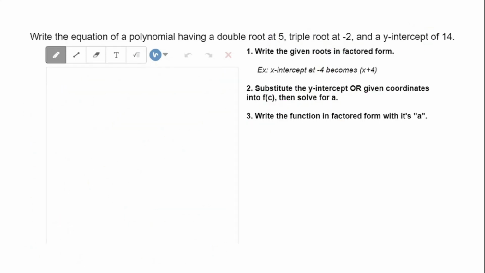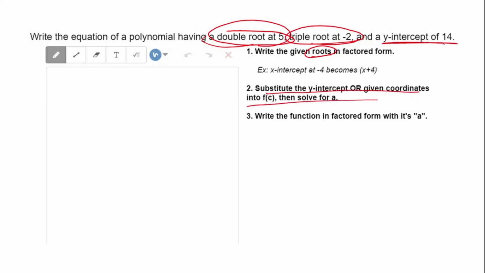So this one says, write the equation of a polynomial having a double root at 5, a triple root at -2, and a y-intercept at 14. Okay, so I'm going to circle my roots real quick, my x-intercepts. And while I'm circling them, let's start thinking about what does a double root look like as a factor? What does a triple root look like as a factor?